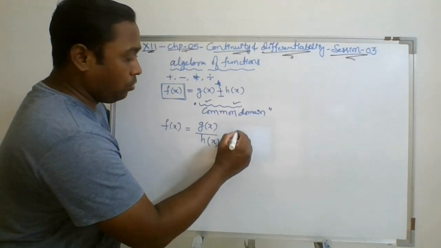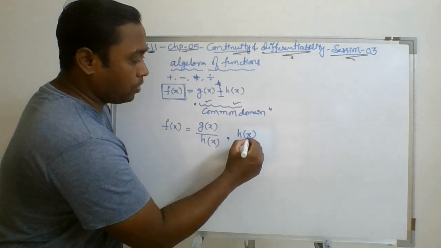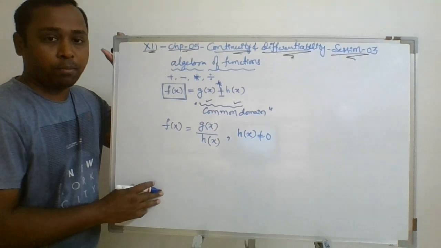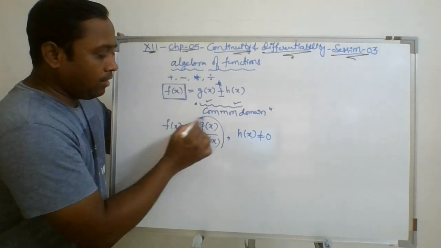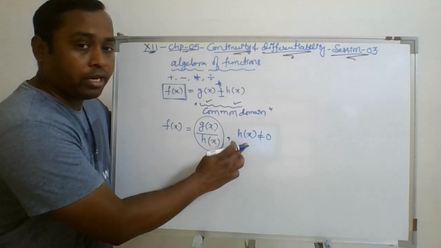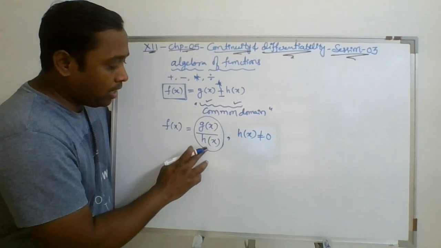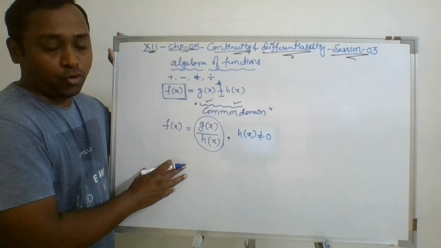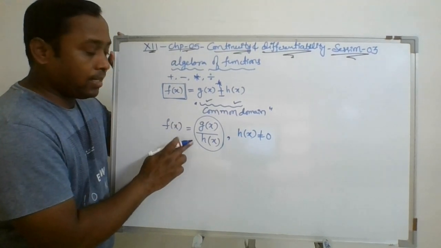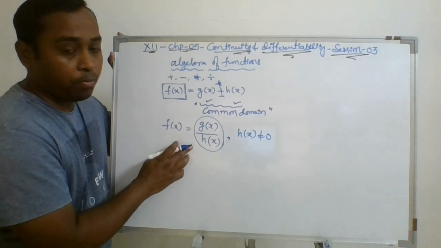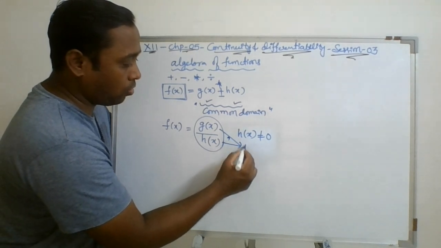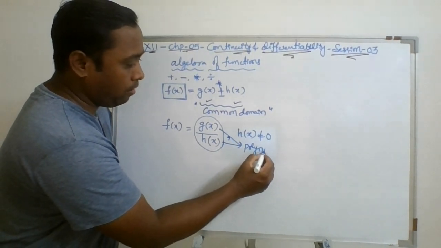But we know that the denominator cannot be equal to 0. That's why h of x cannot be equal to 0. Means while finding the common domain of two functions, we will eliminate those values of x where h of x can be 0, right? So here g of x and h of x are called polynomial functions. When I say g of x by h of x, these are called what? Polynomial functions.